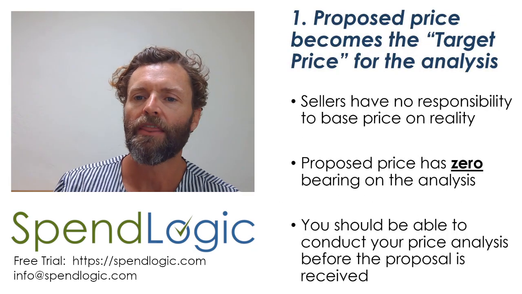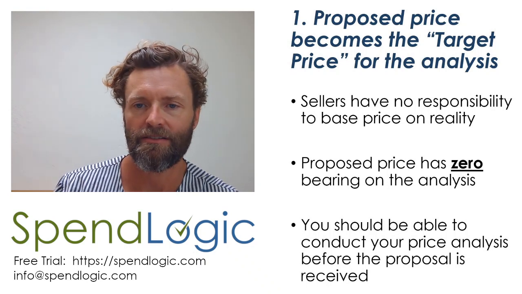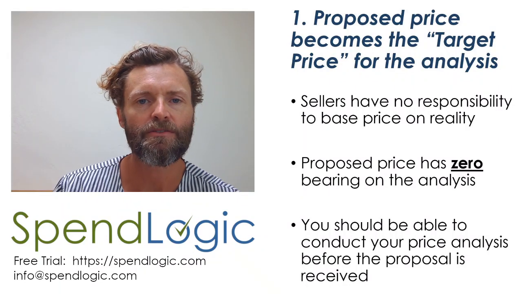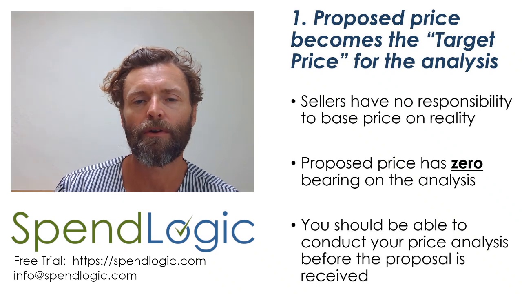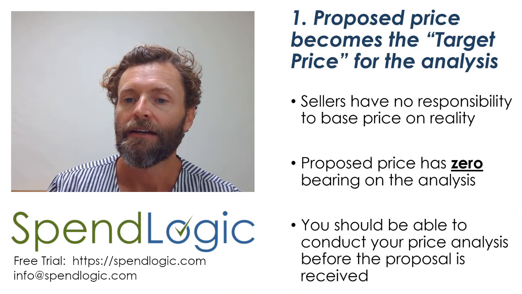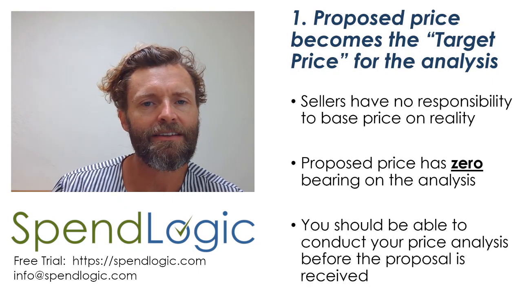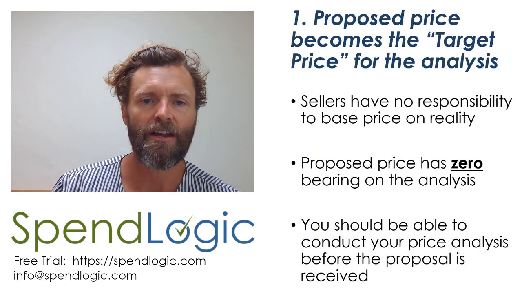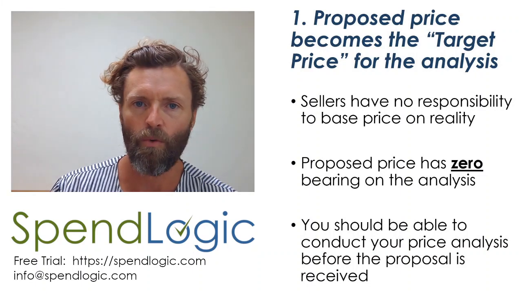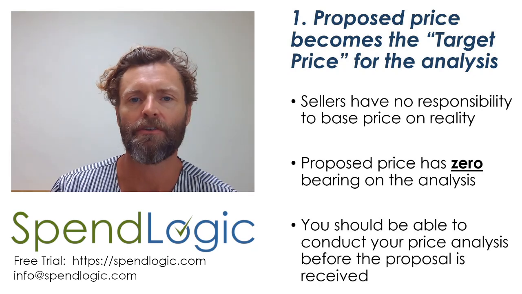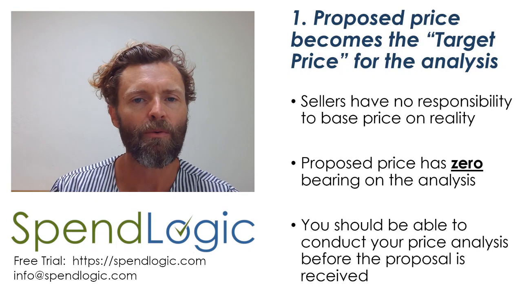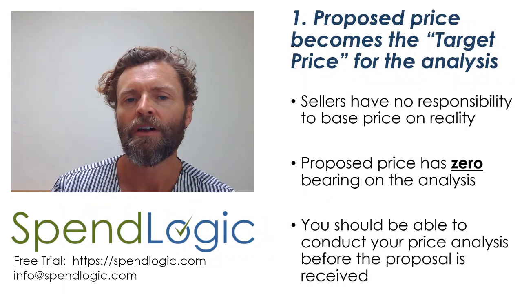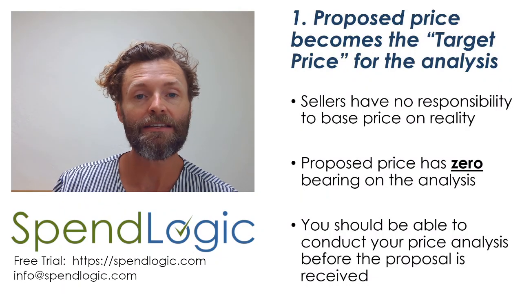So number 1, the proposed price becomes the target price for the analysis. This is the biggest problem and the biggest myth that there is with difficult price analysis or price analysis of a unicorn. Okay, you have to have this very fundamental realization that even in government contracting, a seller can propose whatever they want. They don't have to propose a fair and reasonable price. Now, you don't always want to walk in to an analysis and assume that the price is not fair and reasonable, but you should not make the assumption that it is fair and reasonable.